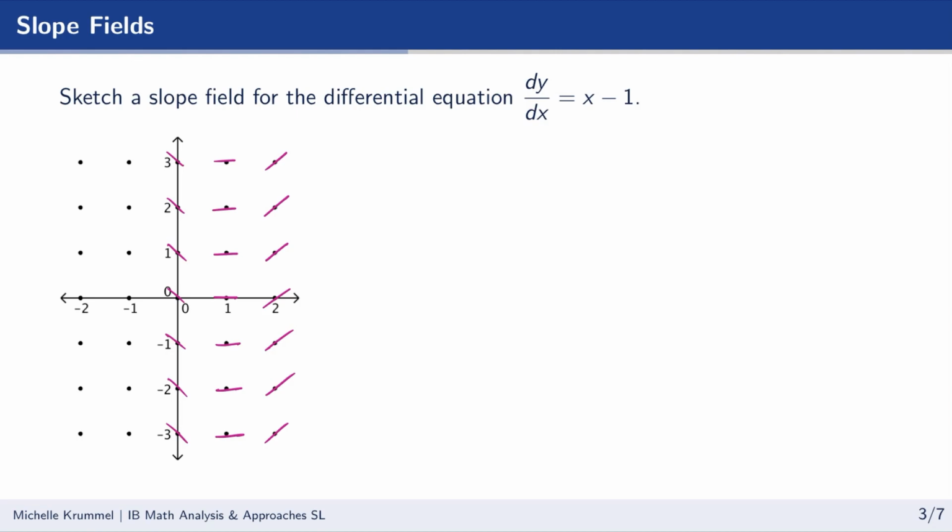Then when x equals -1, we have a slope of -2. So -2 is steeper than -1. We don't want to draw it at a negative 45-degree angle. We want to make it look a little bit steeper.